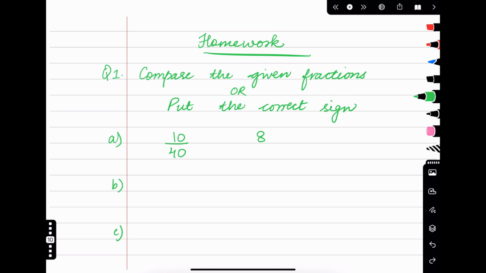First part 10 by 40 upon 8 by 32. B part 13 by 4 and 7 by 5. Last C part 2 upon 4 and 4 upon 8.